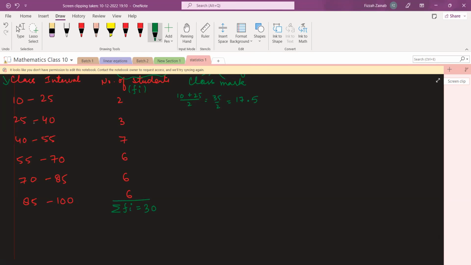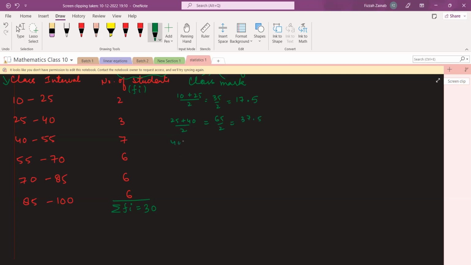Yes, ma'am. Okay, next. So 25 plus 40 divided by 2. See, this calculation you can do separately in the rough portion also, but I just want to show you, that's why I'm doing it here, so that you know from where it is coming. So 25 plus 40 divided by 2 becomes 65 divided by 2, and that becomes 32.5.